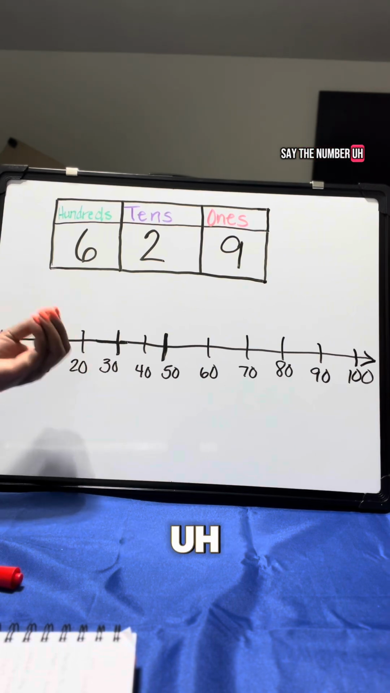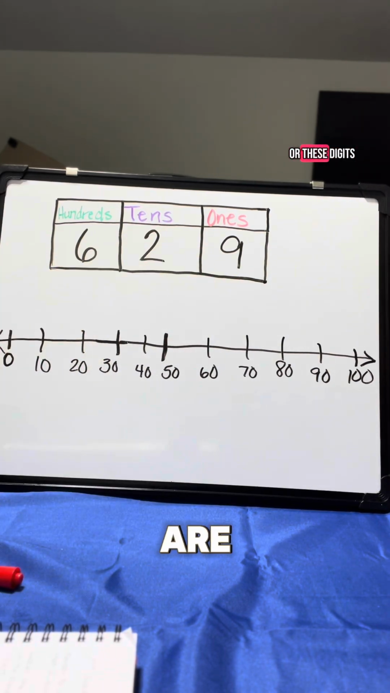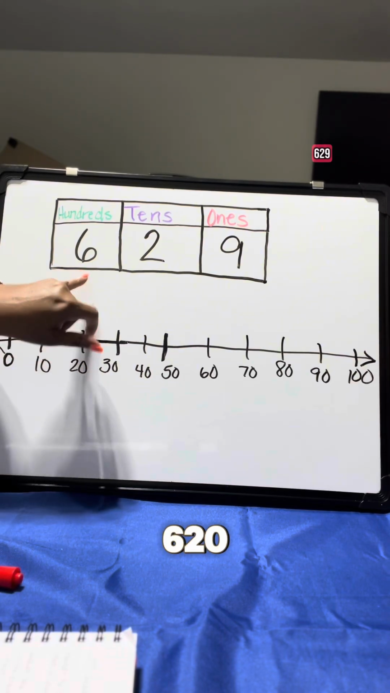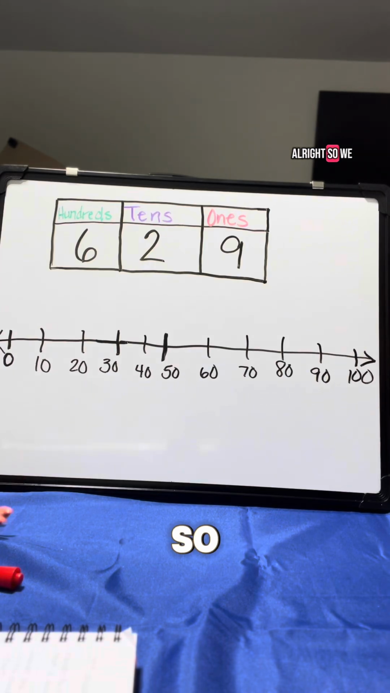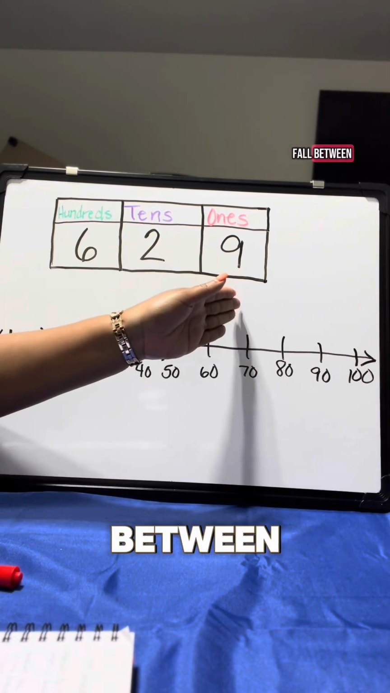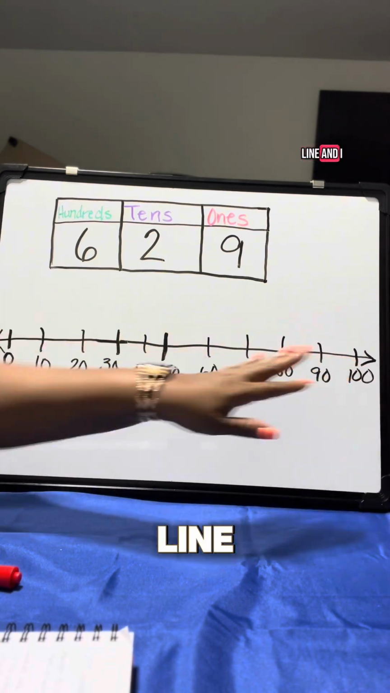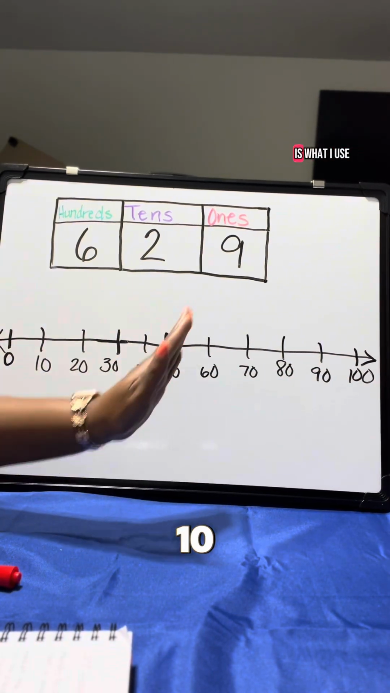the number, it gives us clues to where each one of these digits goes. So listen again. 629. All right, so we want to figure out what two tens 629 falls between. I drew a number line and labeled it from 0 to 100 using tens. Multiples of 10 is what I use.